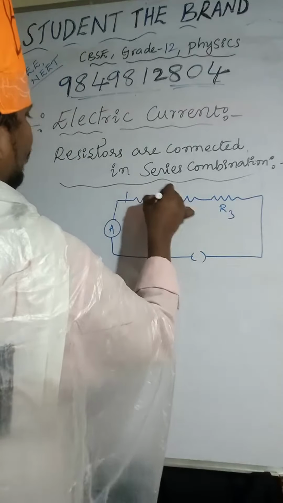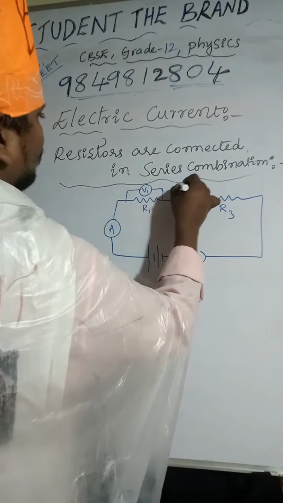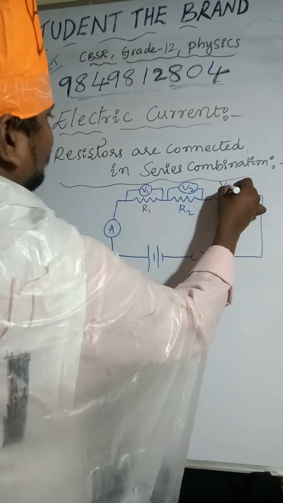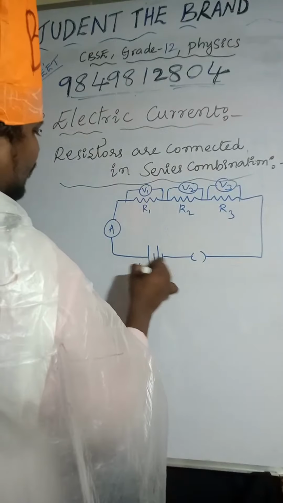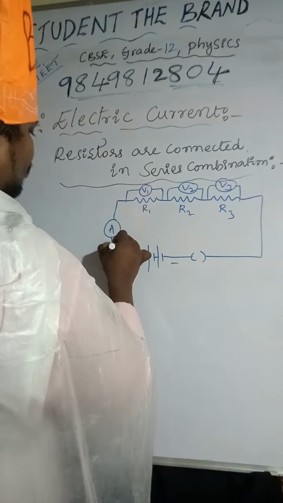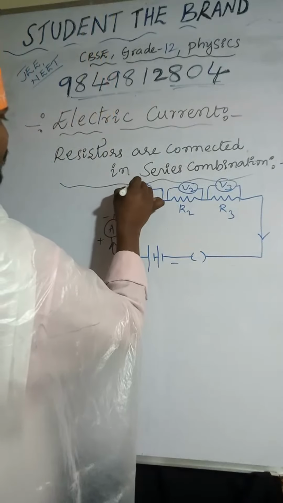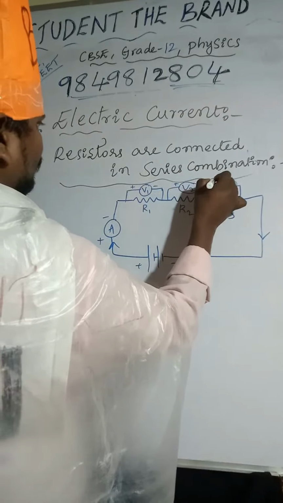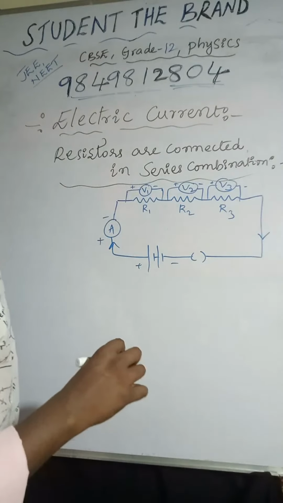So here V1, V2, V3. V1, V2, V3. So current is passing. So positive charge, negative charge. Okay, done.